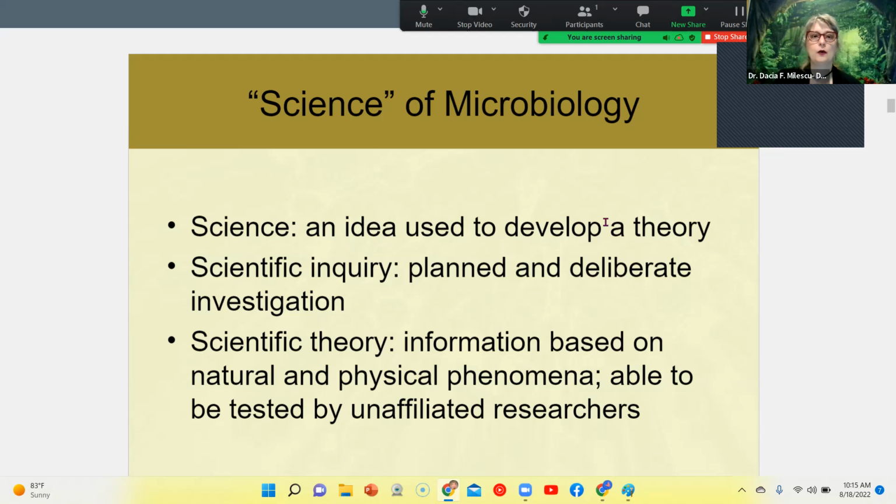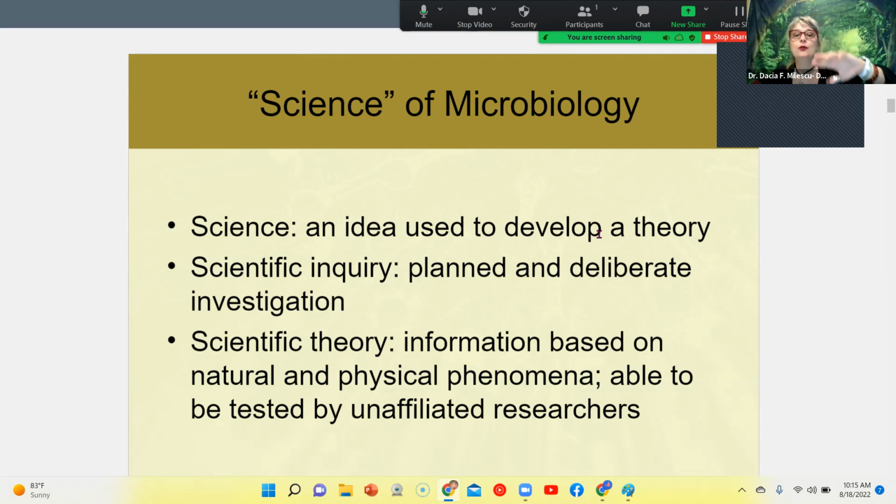We've probably gone over it in different classes that you have taken when it comes to the scientific method. Scientific inquiry is a very planned and deliberate investigation, developing a hypothesis, and then creating an experiment that will support your hypothesis. So scientific theory is based on information that is gathered from the natural and physical phenomena observed. And then the test must be replicated again and again with unaffiliated researchers.